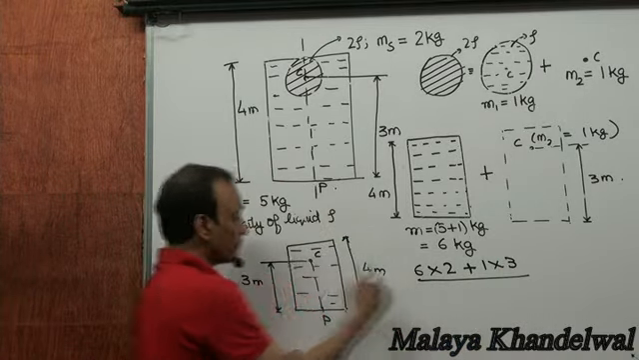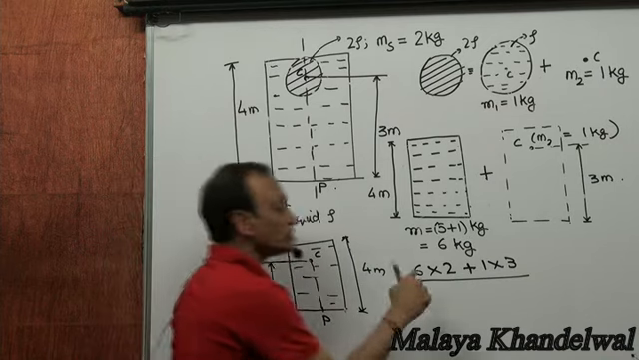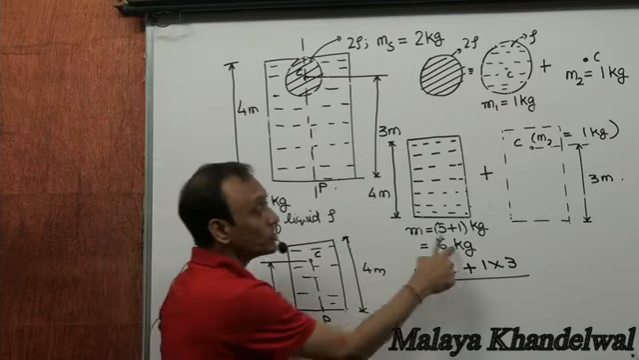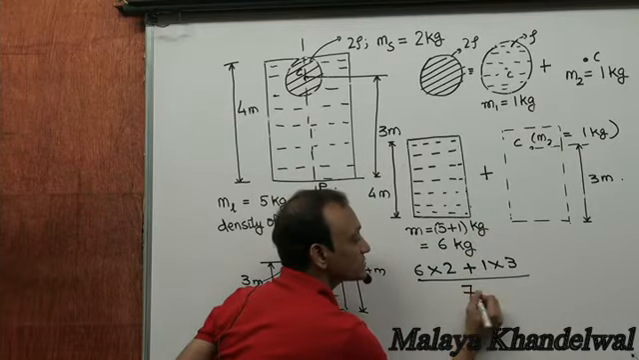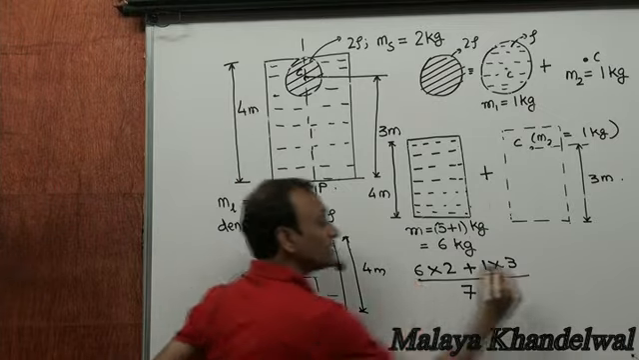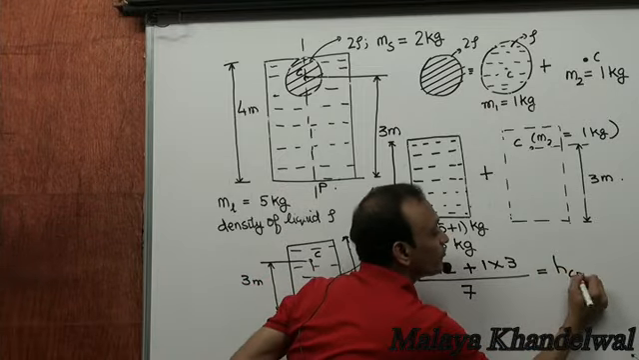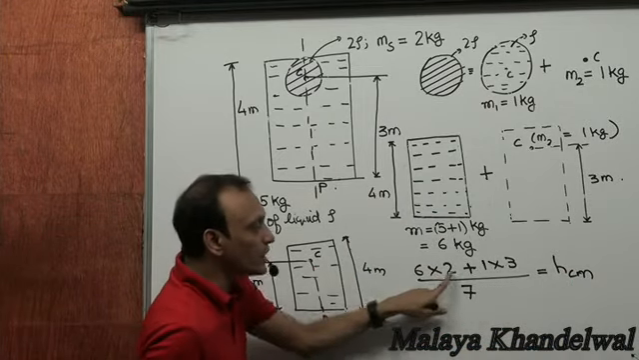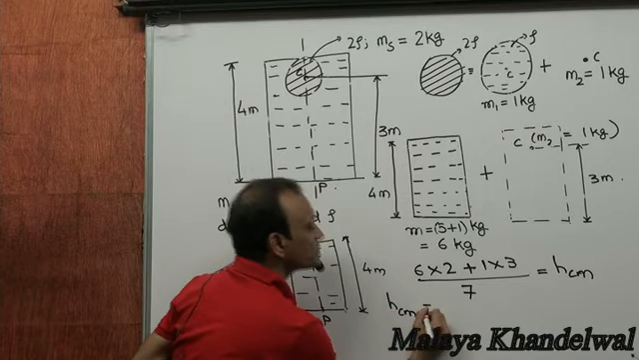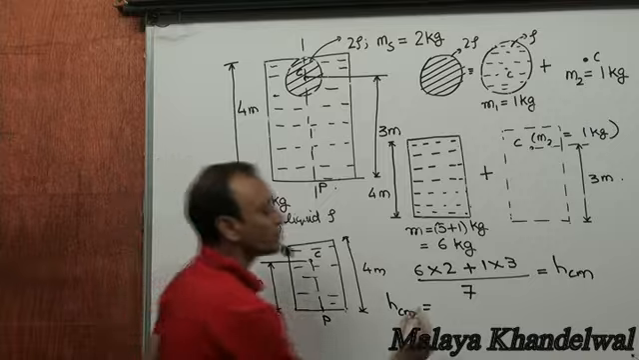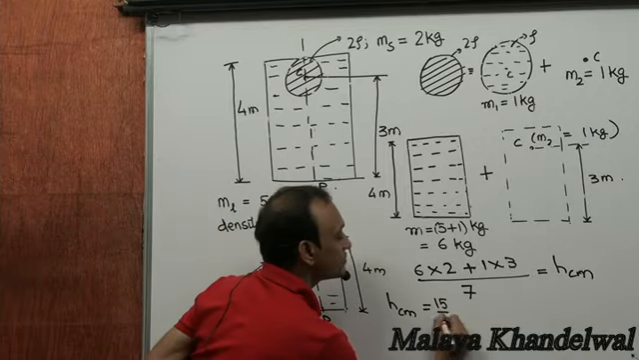M1 H1 plus M2 H2 divided by M1 plus M2. 6 kgs plus 1 kg, that is 7 kgs, right? That's the height of the center of mass above P. How about it? So that makes it 12 plus 3, 15 by 7. So height of the center of mass above P is 15 by 7 meters.